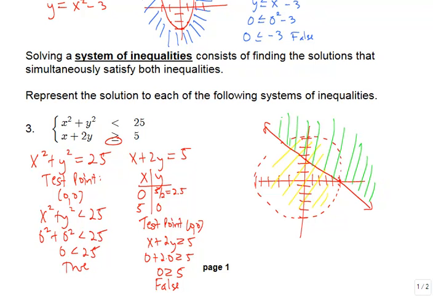Now your final answer should be the intersection of these two regions. So it needs to be the part of the graph that's above this line but still inside of my circle. So it's just going to be this little piece right here, this little sector right here. And that would be your final answer.